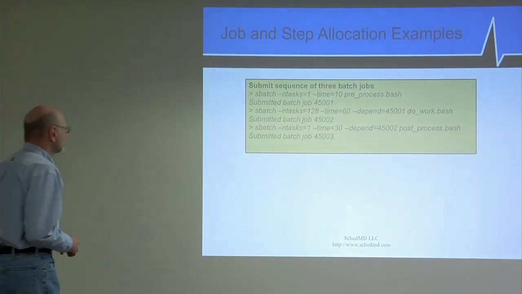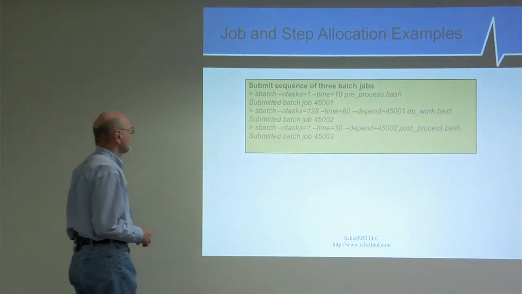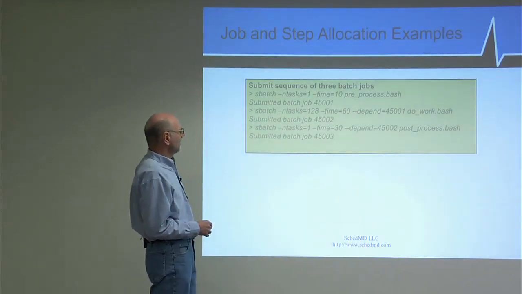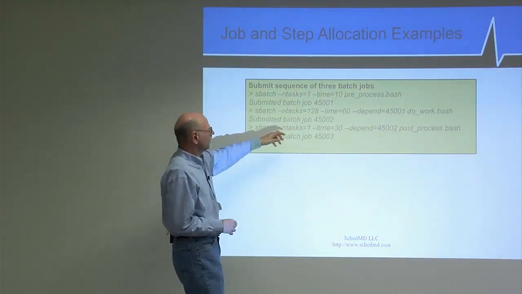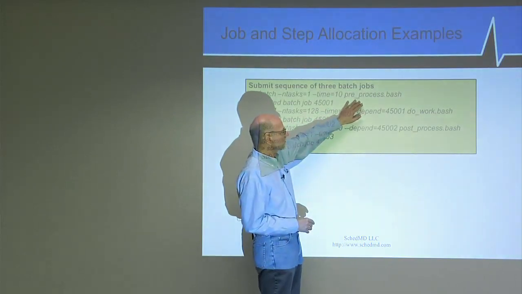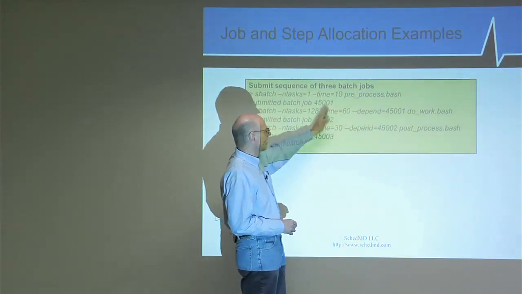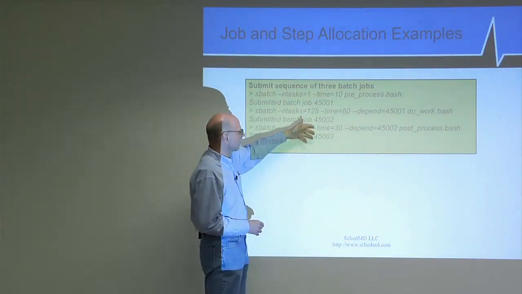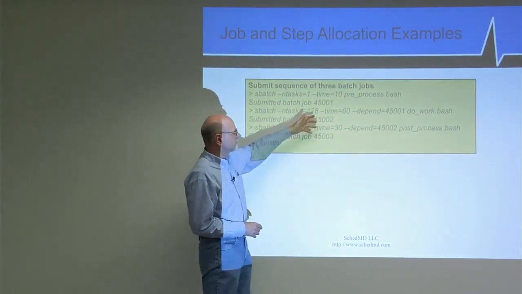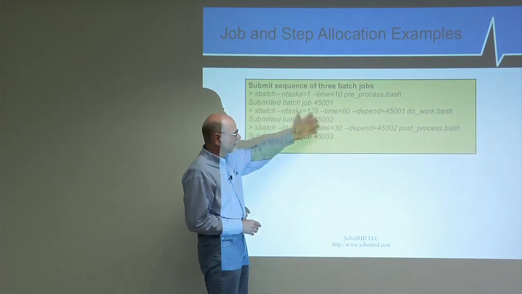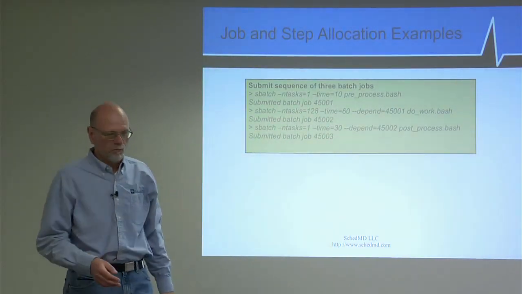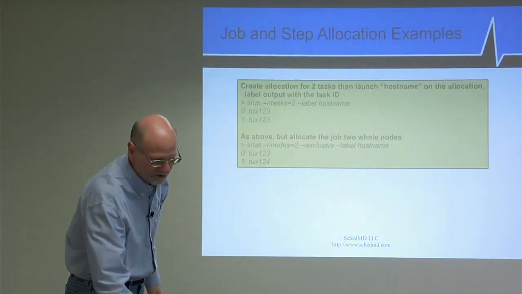Some examples here: how many tasks you want, runtime, and the script to run. This lists dependencies, so here's a sequence of 3 jobs with different time limits to run your pre-processing, your main work, and your post-processing. Just a real simple example of what a batch job submission would look like.